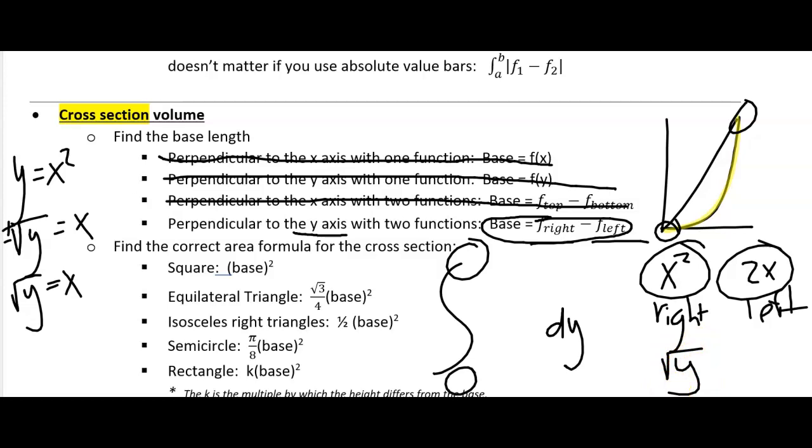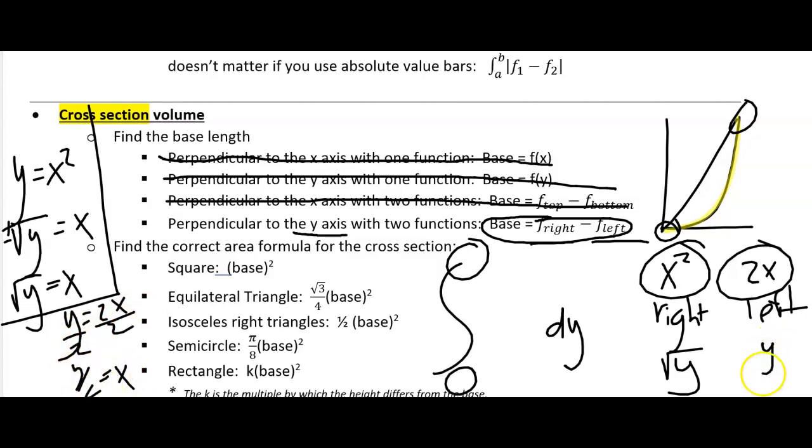Now, let's go ahead and do the other equation, y equals 2x. If I want to get x by itself here, I would just divide. And so that's equal to y over 2. And so my left function is going to be y over 2. So if we do right minus left, we get this. And then finally, we just put the limit values in here that we need.